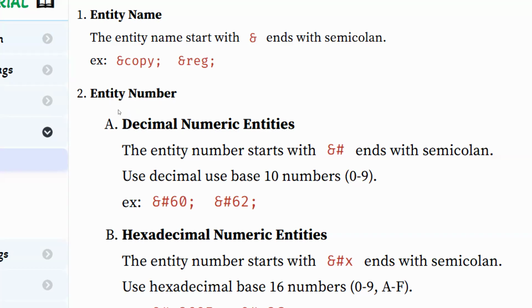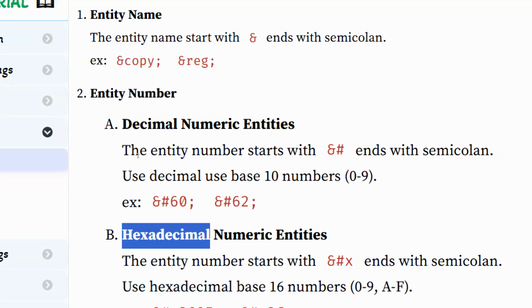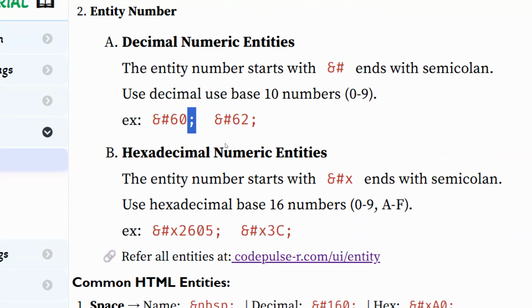There is the entity number. The entity number can be decimal or hexadecimal. It starts with an ampersand and hash, then the number, and you put the semicolon. For hexadecimal, after the ampersand and hash, one more character is there, which is x, right? Exactly. See guys, you don't need to remember all these entities.